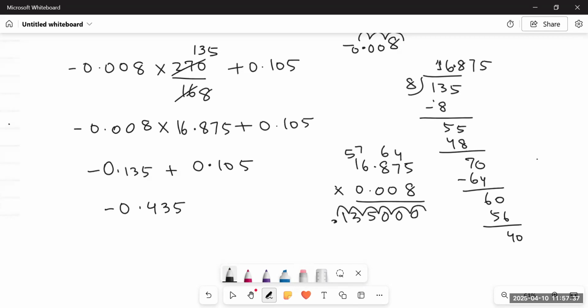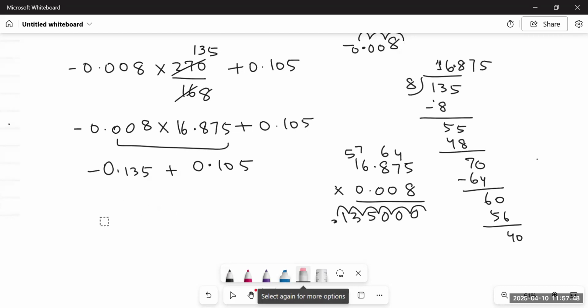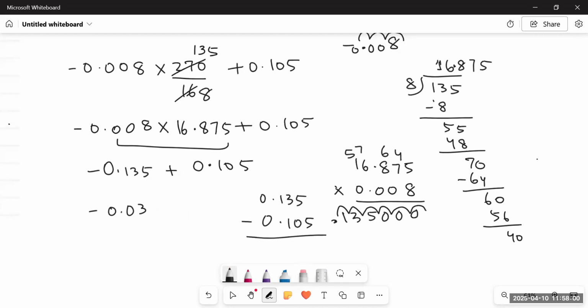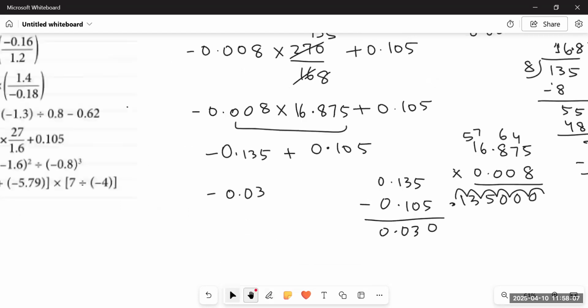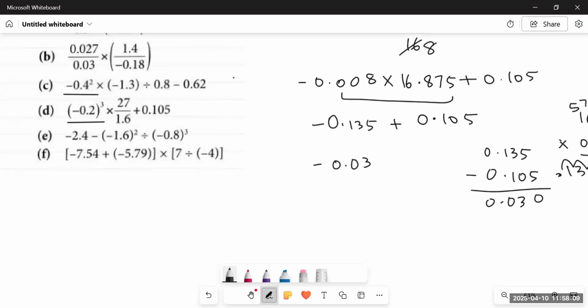0.135. And last but not the least, we are left with 0.105 minus 0.135. So the final answer would be 0.03 and it would be negative. Why? Because when we subtract 0.105 from 0.135, it will be 0.03. You see, the final answer would be minus 0.03.